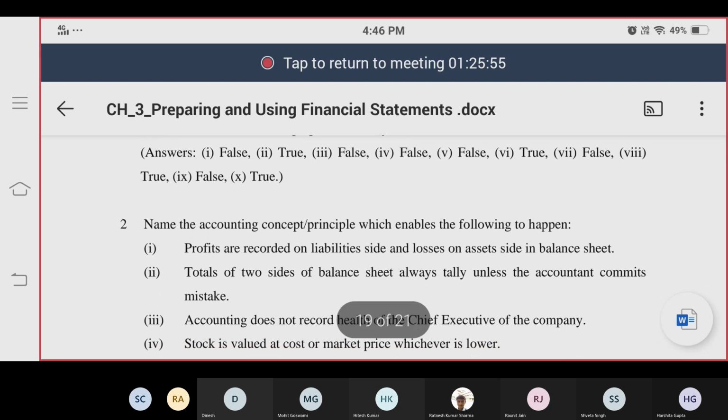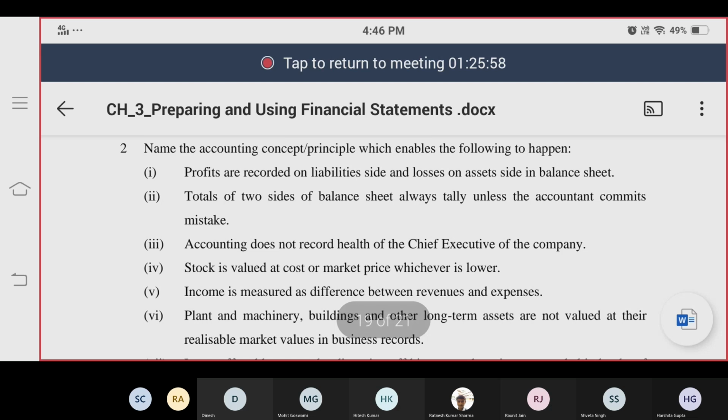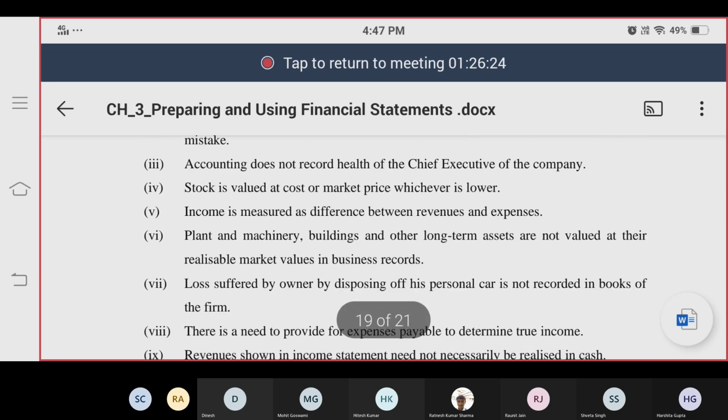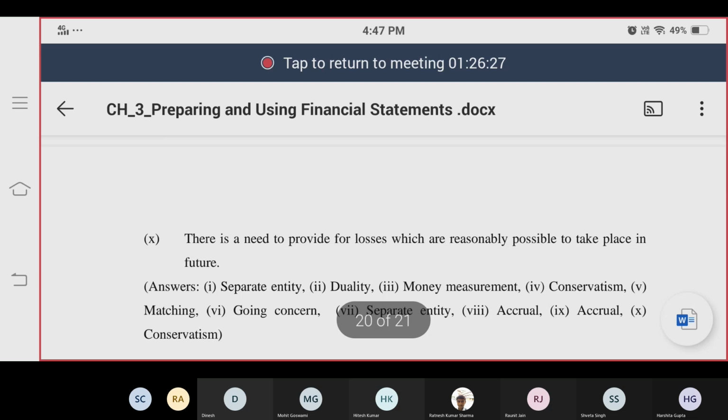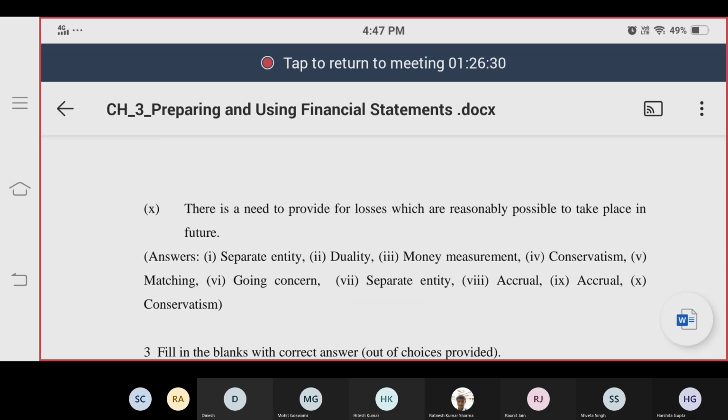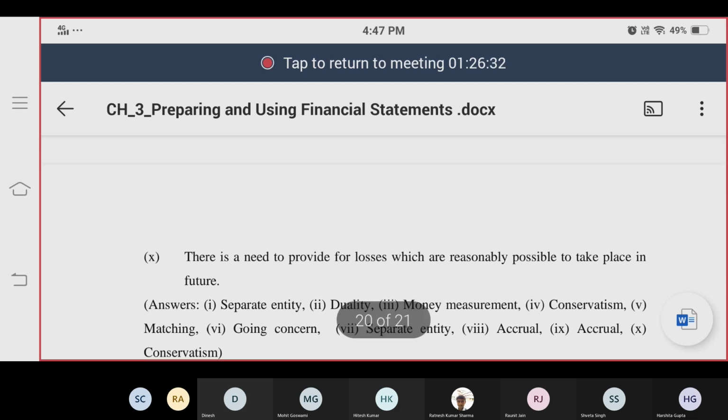Okay. Now, I think this is name the accounting concept or principle. A lot of students who have not attended the accounting principle class may not remember, but let's try. Name the accounting concept or principle which enables the following to happen. Profits are recorded on liability side and losses on asset side in balance sheet. Harshita, can you show us the principle's name? Okay, this is because of the separate entity principle.